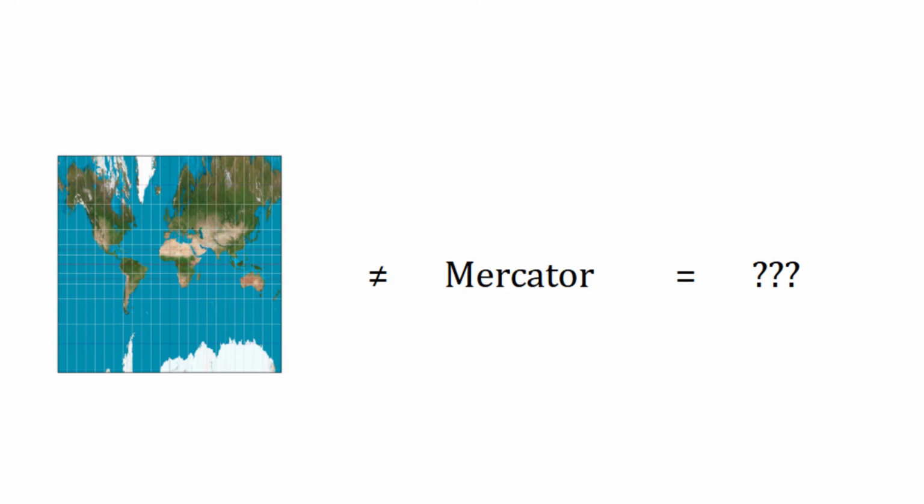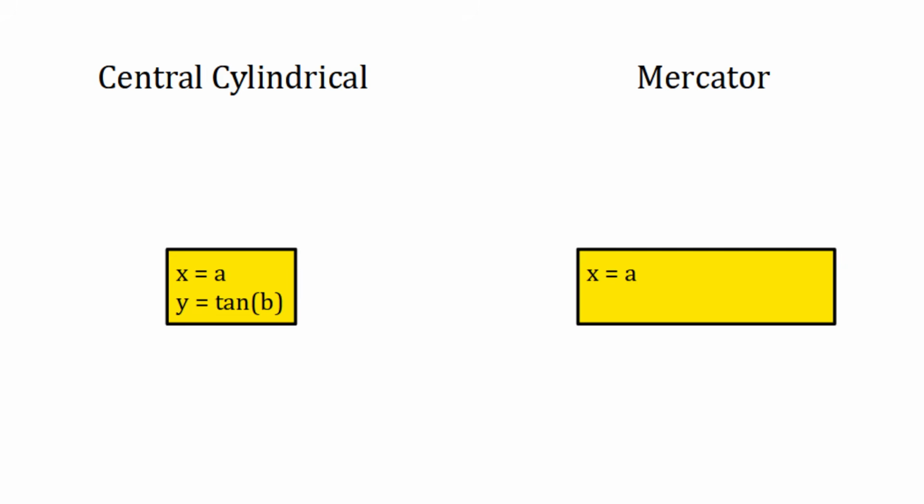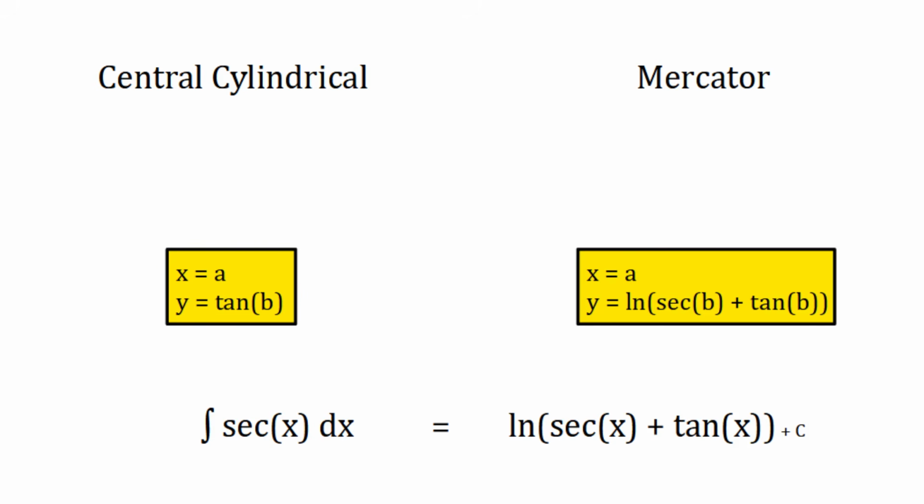Well, the central cylindrical projection is defined by x equals a and y equals tangent b. The Mercator projection, on the other hand, is defined by x equals a and y equals natural log of secant b plus tangent b. If you know calculus, you might recognize this as the integral of secant.